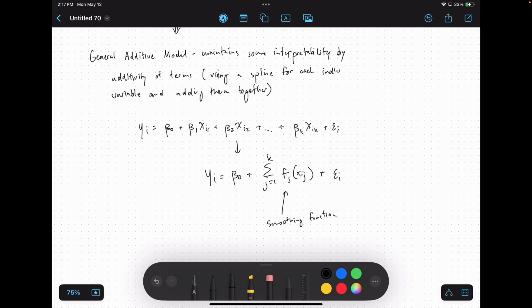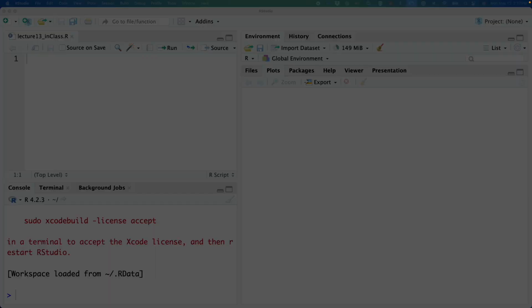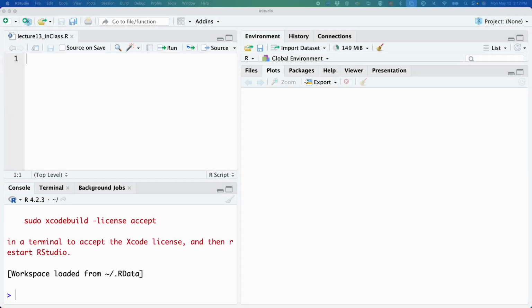And so what the heck does this mean? I think the easiest way to understand this is through an example. So we're going to jump over to R and show what we're doing with these general additive models. GAM stands for General Additive Model. I'm going to be using data from the package ISLR again, and then I need a package called mgcv, which lets me run the GAM.